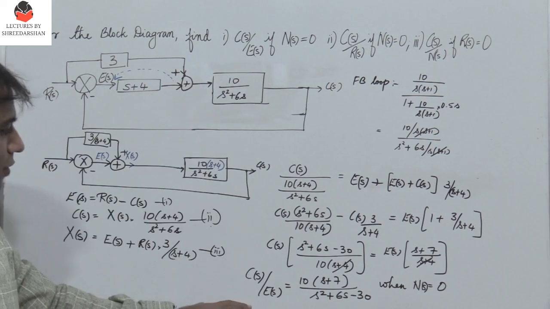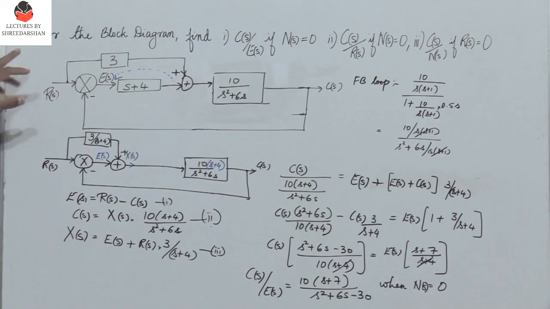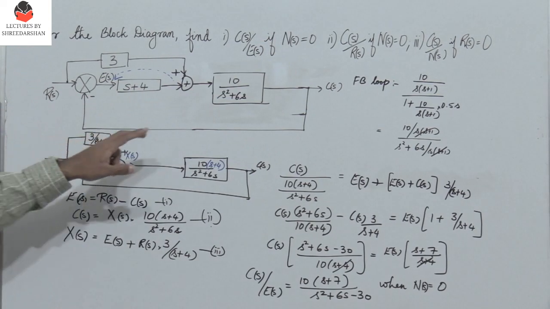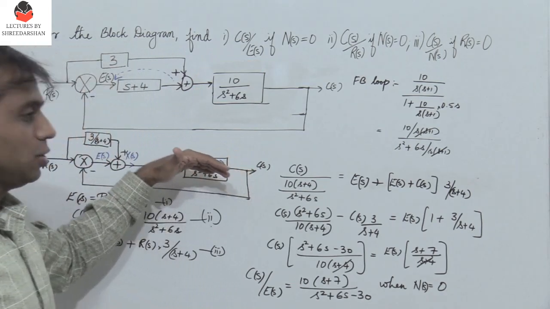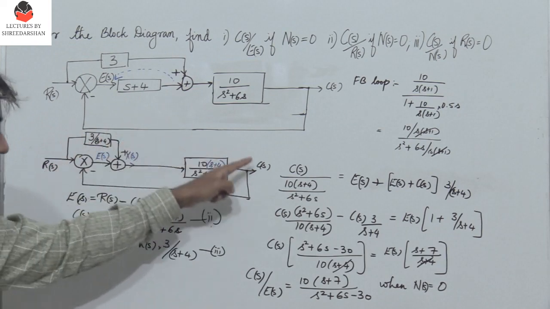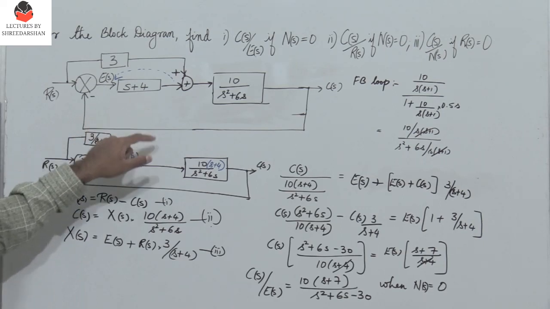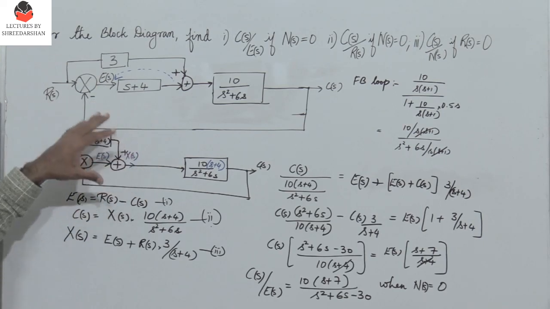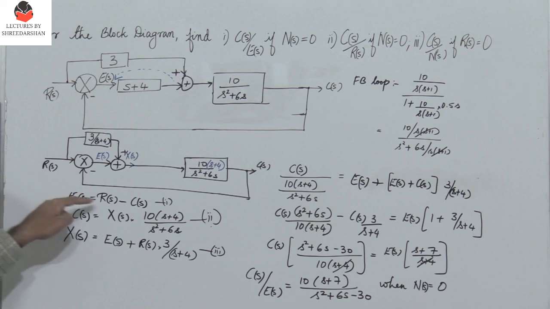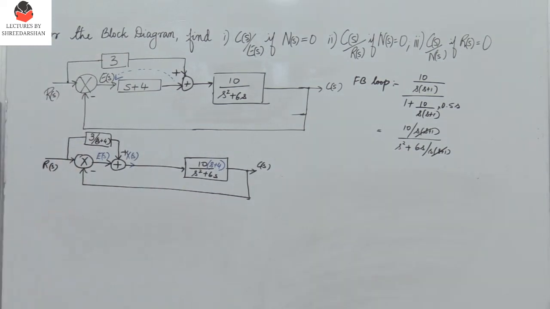So we have got C(s) by E(s), which is equal to this when N(s) equals 0. Now I need to find C(s) by R(s) if N(s) equals 0. Since N(s) is equal to 0, I have to reduce the block diagram and we get this expression here. Because in both cases I have N(s) equals 0, this representation remains the same. So let's see how we get C(s) by R(s).